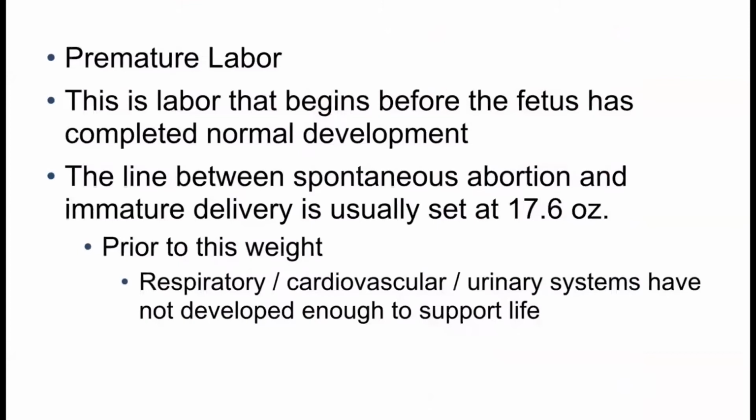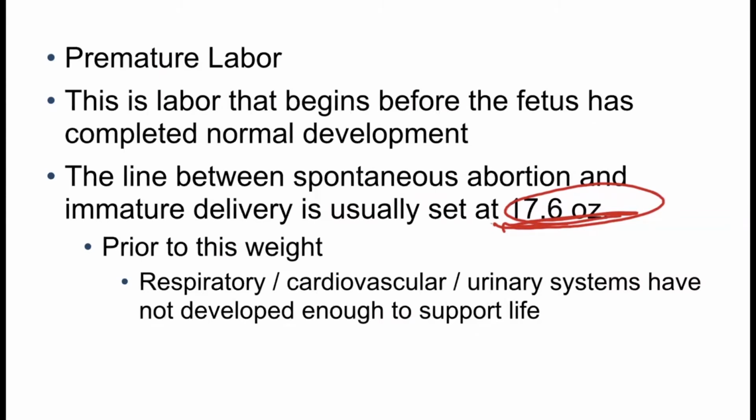Okay. Premature labor is labor that begins before the fetus has completed normal development. The line between spontaneous abortion and immature delivery is usually set at about 17.6 ounces. So that's a little over 1 pound, and 1 pound is 16 ounces, so it's 1 pound 10 ounces, just under 2 pounds. Between 1 and 2 pounds is the limit they set for when the baby's viable or can be resuscitated. Basically it's because the respiratory system doesn't have the development to support life.